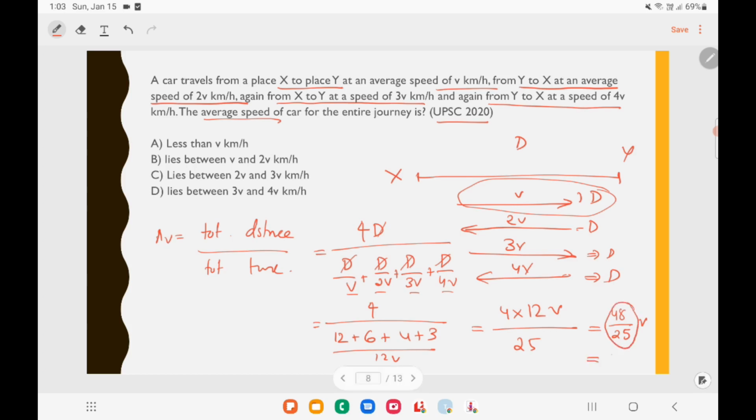48 by 25 will be 1 point something, right? Because 25 into 1 is 25, 25 into 2 is 50, and this is only 48. It's not 50. So this is around 1.9v or something. We don't need to find it exactly. So we know that 1.9 is between 1 and 2. So the correct answer is B.